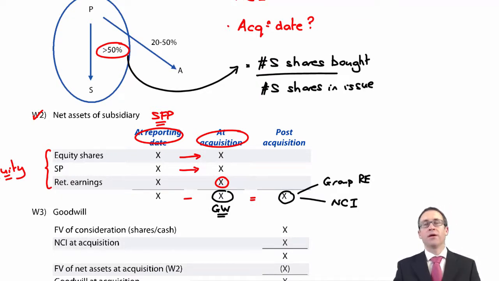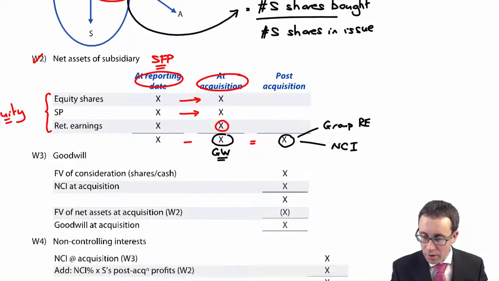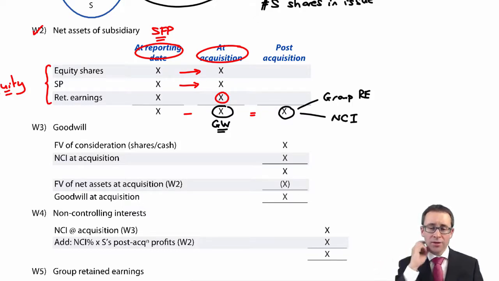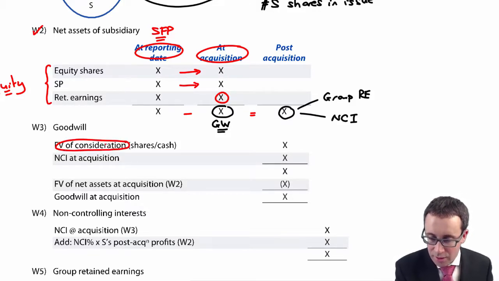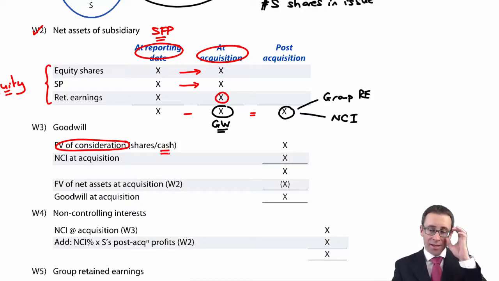So by drawing up that diagram there, or that standard working, you can work out quite a lot of useful bits of information. Okay, so what we've got there is the next working, your goodwill. So we've looked at the cost, we've added on the NCI and deducted the net assets. Technically, as we'll see in a later video, it's the fair value of the consideration.